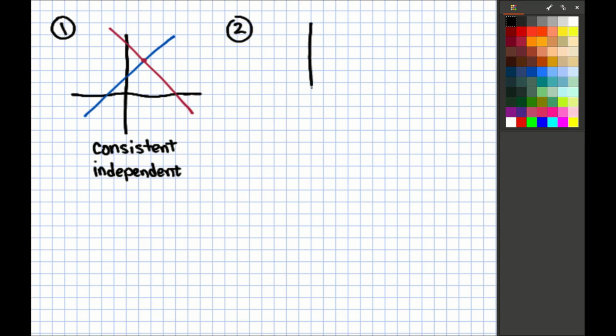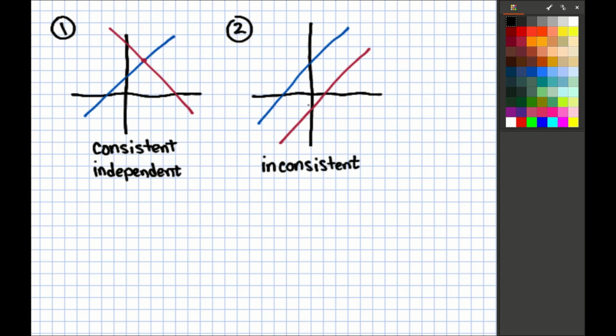Okay, scenario 2. Scenario 2 is when you have two lines, but the two lines turn out to be parallel. So we've got a line here, and we've got a line here. And so the lines never meet, so there is no solution. So that means that the system here is inconsistent. But the two lines are different from each other. They're not the same line. And so while the system's inconsistent, it's still independent.